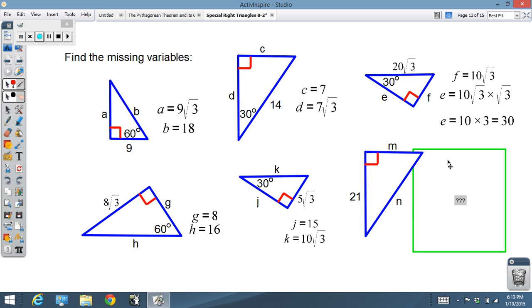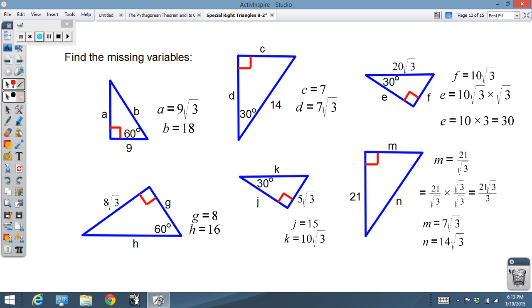Last one. M and N. If the long leg is 21, the short leg must be 21 divided by the square root of 3. Once again, we'll rationalize the denominator right here. You end up with 21 times the square root of 3 over 3, or 7 times the square root of 3 for M. Finally, the hypotenuse N is double the short leg.